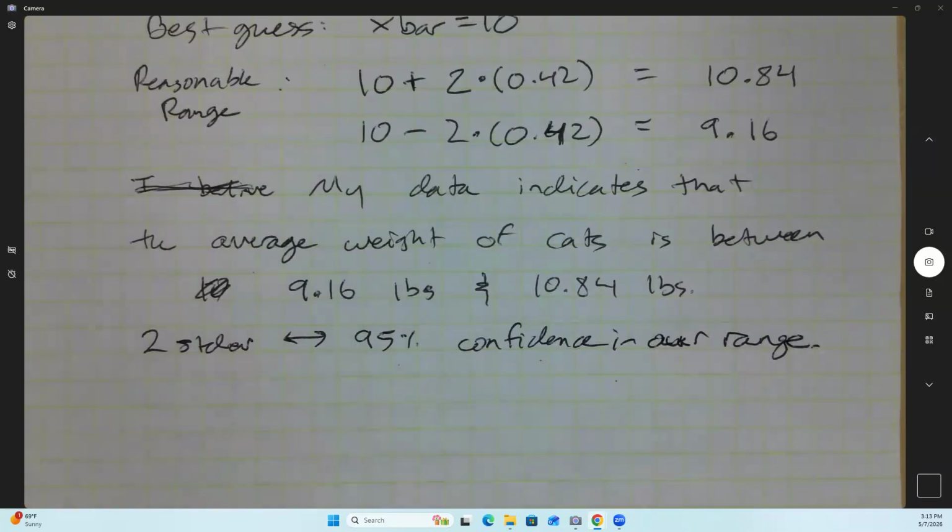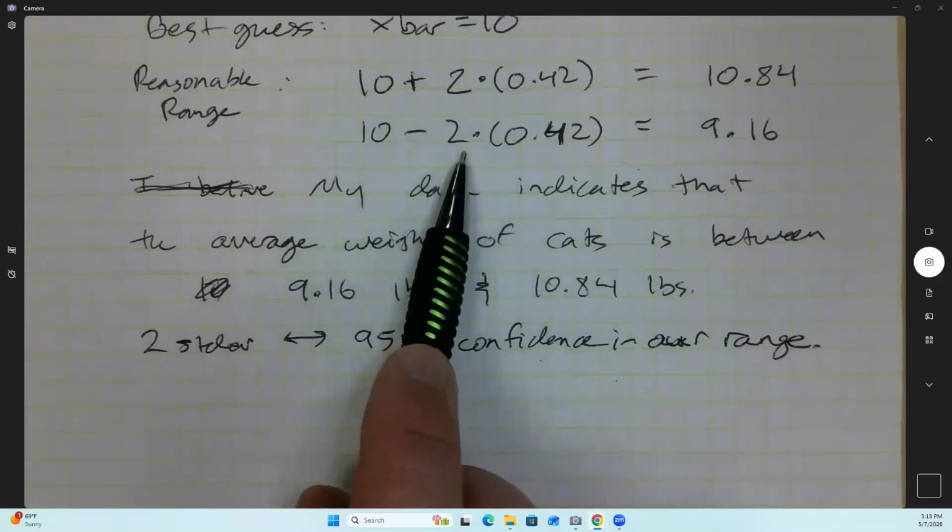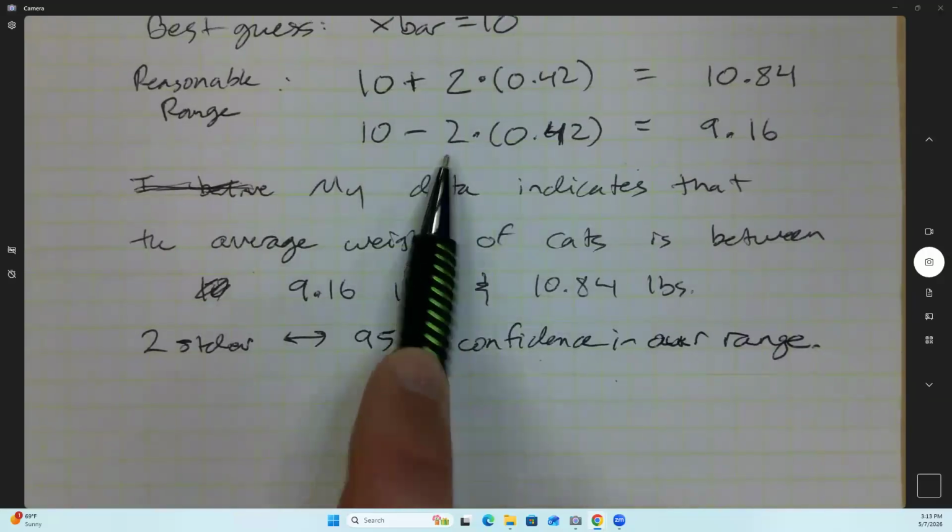We could use a 90% confidence interval. We could use a 99% confidence interval. We would pick a different number of steps.